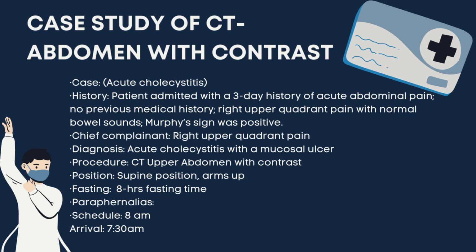Next, we have chief complaints, right upper quadrant pain. Diagnosis for this case is acute cholecystitis with a mucosal ulcer. Procedure is that the physician or the doctor will request a CT upper abdomen with contrast, and position of the patient should be supine position, arms up. Fasting is also required for 8 hours fasting time. Paraphernalia none. Schedule is 8 a.m. and arrival is 7:30 a.m.